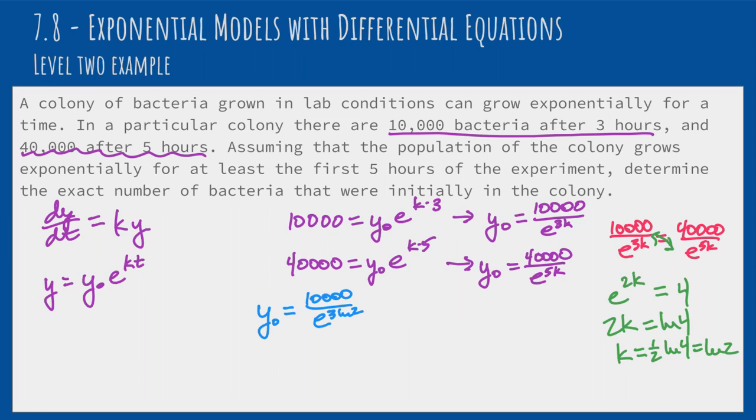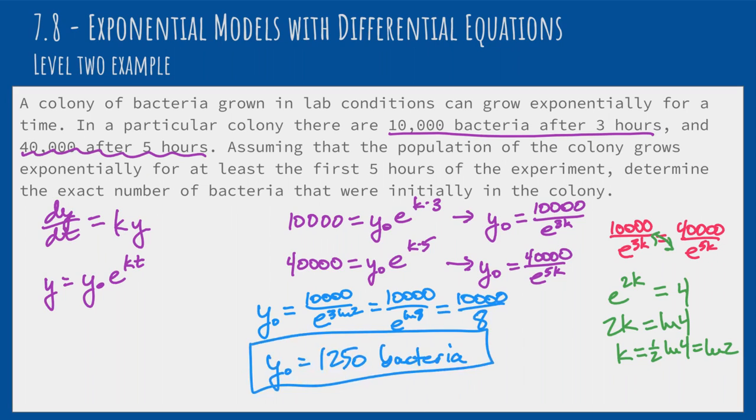3 natural log of 2 is the same thing as the natural log of 2 to the 3rd power, which is the natural log of 8. So this is 10,000 over e to the natural log of 8. And e to the natural log of 8 is 8. So we get 10,000 over 8. So y naught is going to be 1,250 bacteria initially in that population.